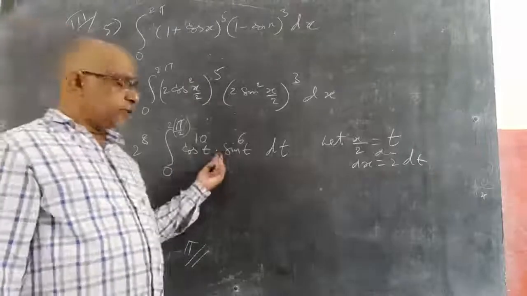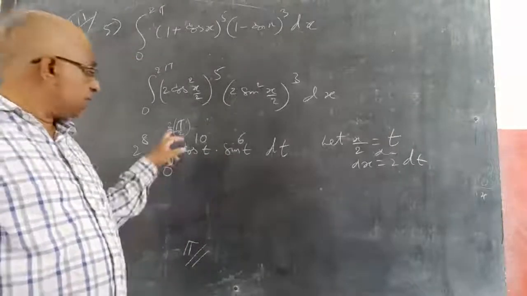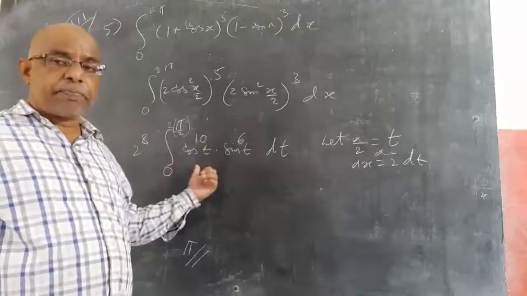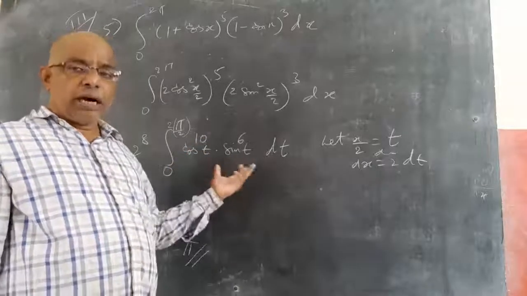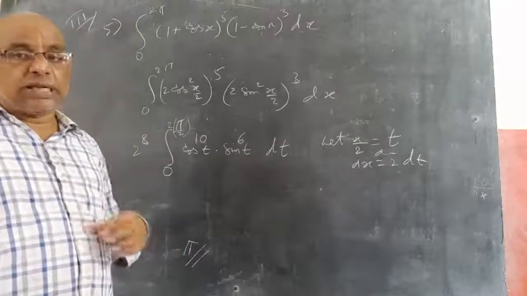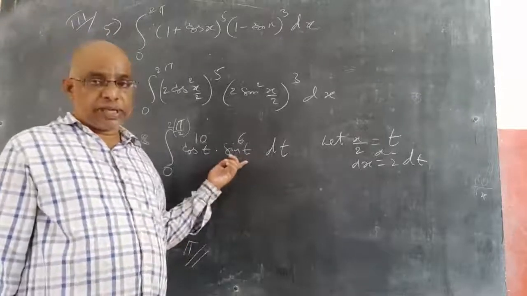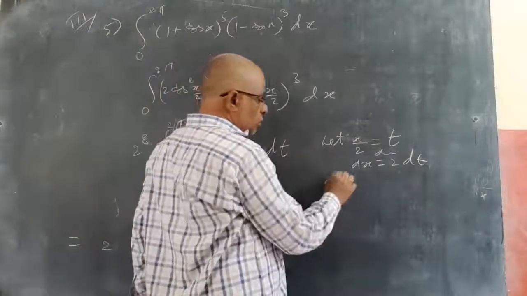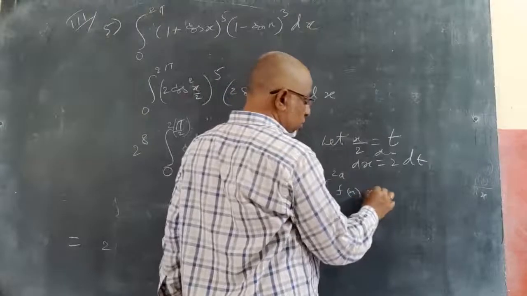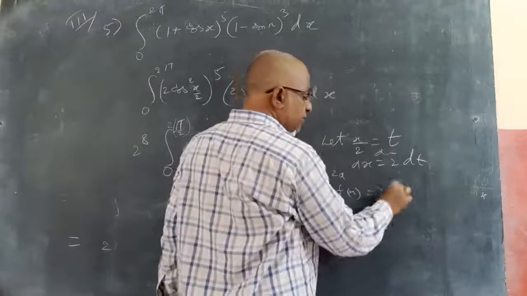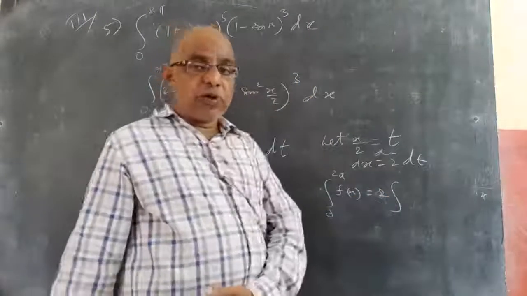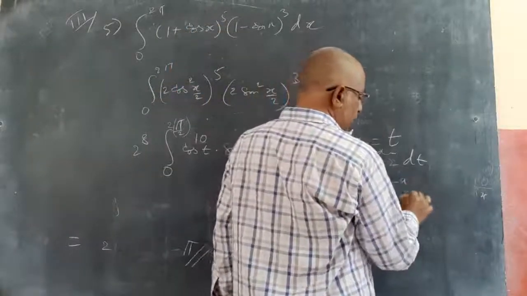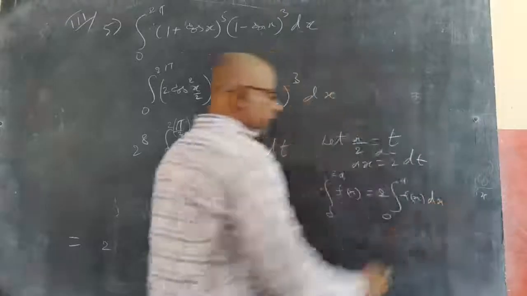So automatically f of 2a minus x is f of x only, because cos of pi minus x is minus cos x, but power 10 makes it plus cos x. And sin of pi minus x is sin x only. So f of 2a minus x equal to f of x. Means the integral from 0 to 2a of f of x equals 0 if f is odd. But here f is even, meaning f of 2a minus x equals f of x. Then I can write 2 into the integral from 0 to a of f of x dx.